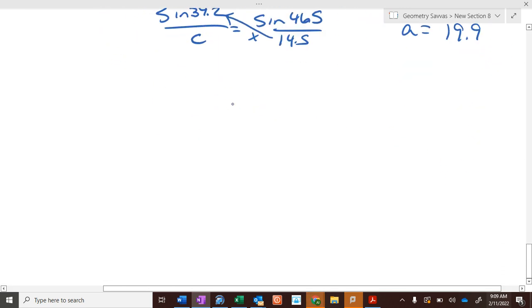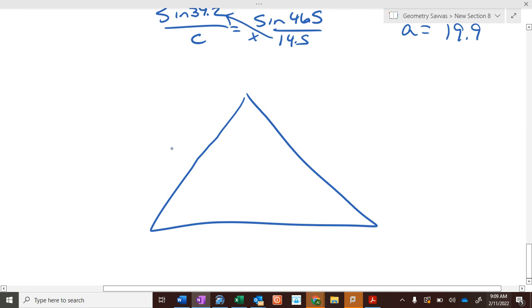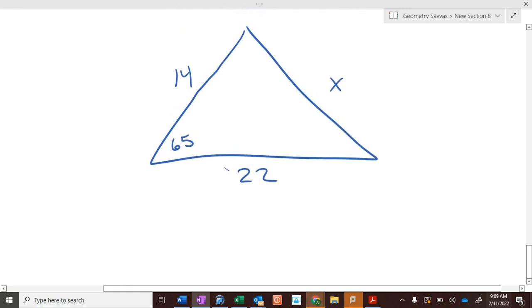Okay. Then we'll have a side angle side problem where this is 14, this is 22, and this is 65. How do you find x over here? If it's side angle side, can we use law of sines? It's law of cosines. So to find a side, it's one of the top ones.